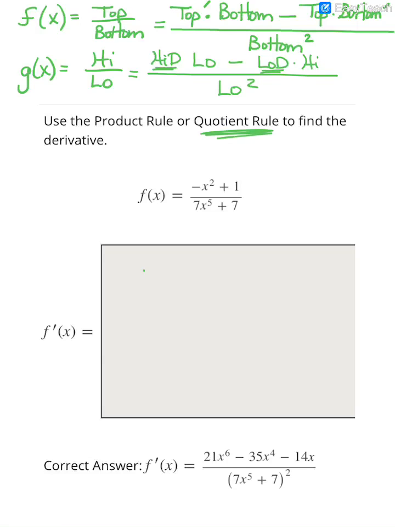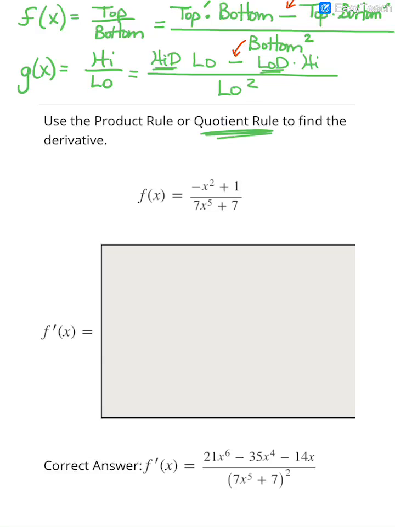However you do it, the key thing here is that you are subtracting between the two. So you're taking the derivative of the top times the bottom minus, or the derivative of the high times the low minus. The key is subtracting in between the two.